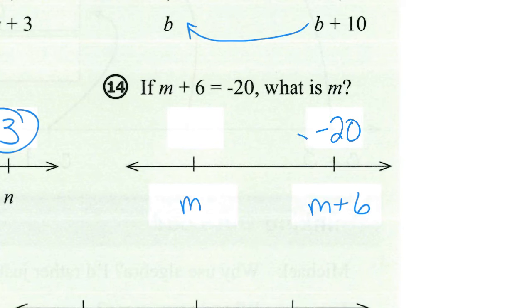So to get to m, I need to go lower or become 6 less than negative 20. So I need to go 6 to the left. So I'm going to be at negative 26.